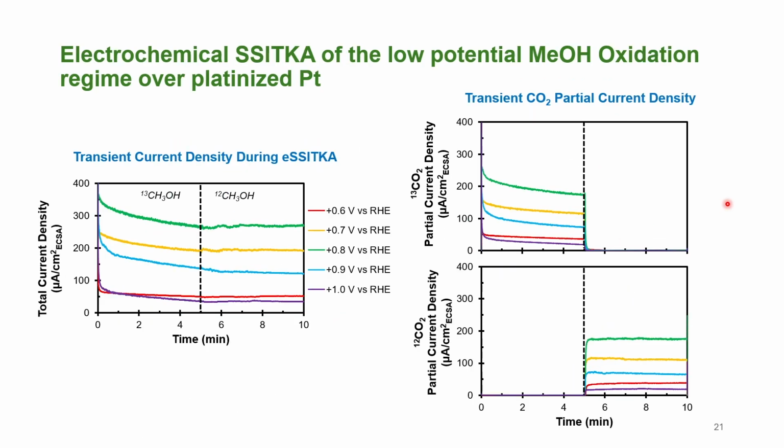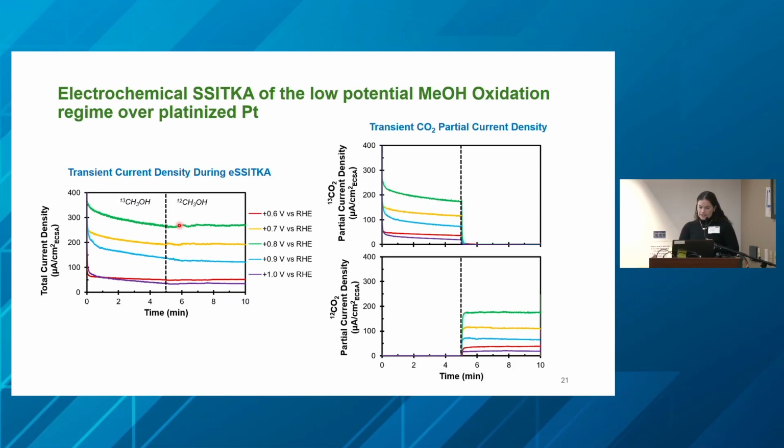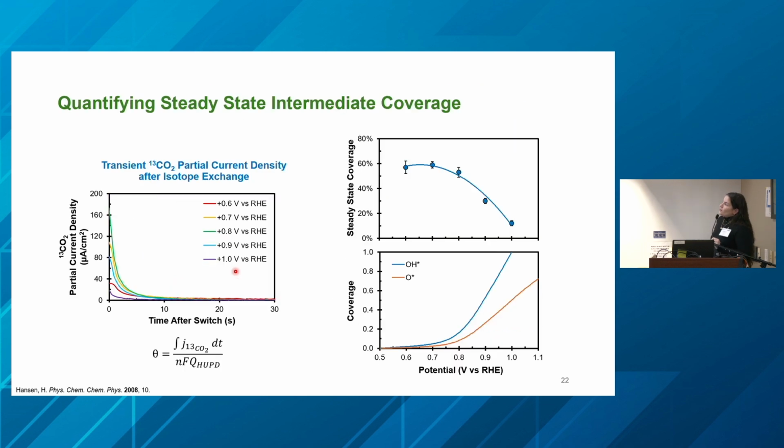Also, I do want to just note that you can see there really is no perturbation in the steady state measurements here. There is no disruption of steady state. So essentially, that's just a validation that steady state was not interrupted during our experiment. So now the first thing we wanted to do is quantify the steady state intermediate coverage.